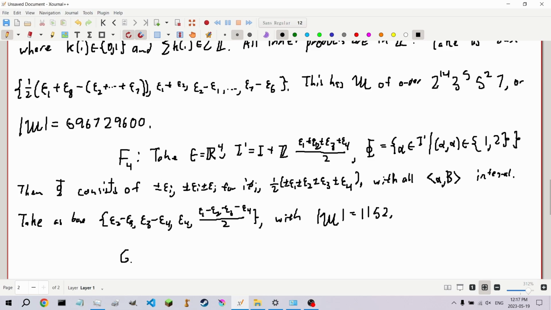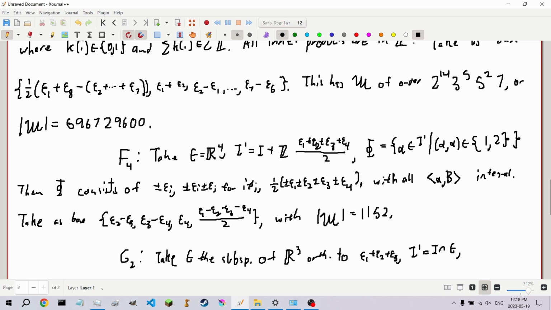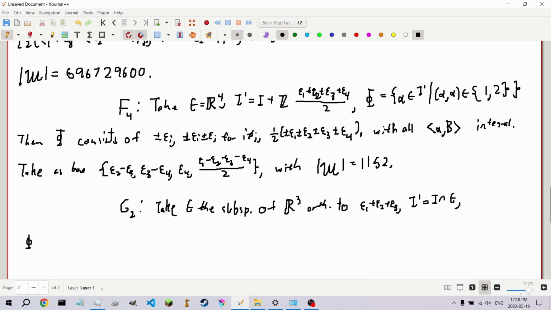And finally, for G2, we have already constructed this root system explicitly, but just as a reminder, we're going to take E to be the subspace of R3 orthogonal to 2 epsilon 1 plus epsilon 2 plus epsilon 3, where I prime is the intersection of I and this E, and our root system is the collection of alpha in I prime such that the size of alpha is either 2 or 6.